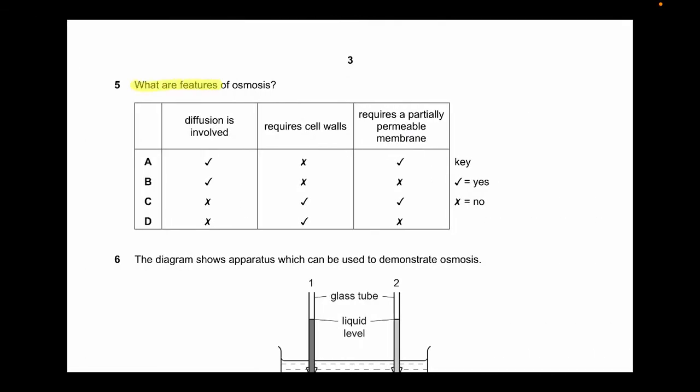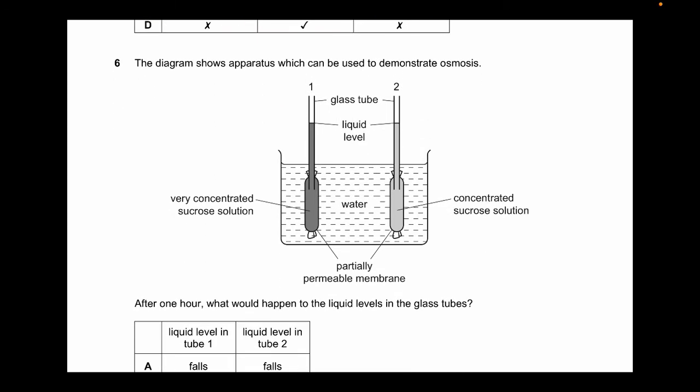What are the features of osmosis? We know that osmosis is the movement of water from a region of high water potential to a region of low water potential. Is diffusion involved in it? Definitely, diffusion is involved in it. Does it require cell walls? No, it does not require cell wall. Does it require a partially permeable membrane? Yes, definitely it requires a partially permeable membrane. So option A is the correct answer.